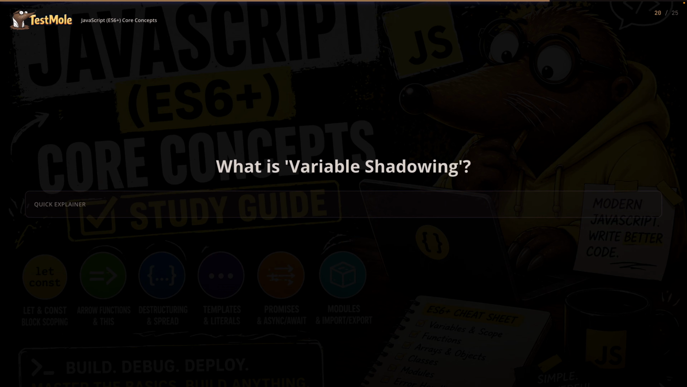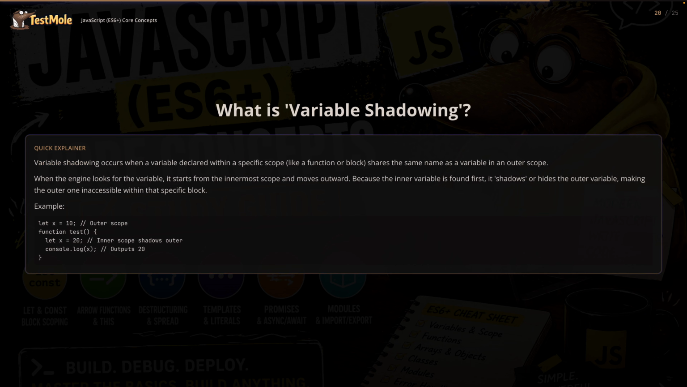What is variable shadowing? Variable shadowing occurs when a variable declared within a specific scope, like a function or block, shares the same name as a variable in an outer scope. When the engine looks for the variable, it starts from the innermost scope and moves outward. Because the inner variable is found first, it shadows, or hides, the outer variable, making the outer one inaccessible within that specific block.